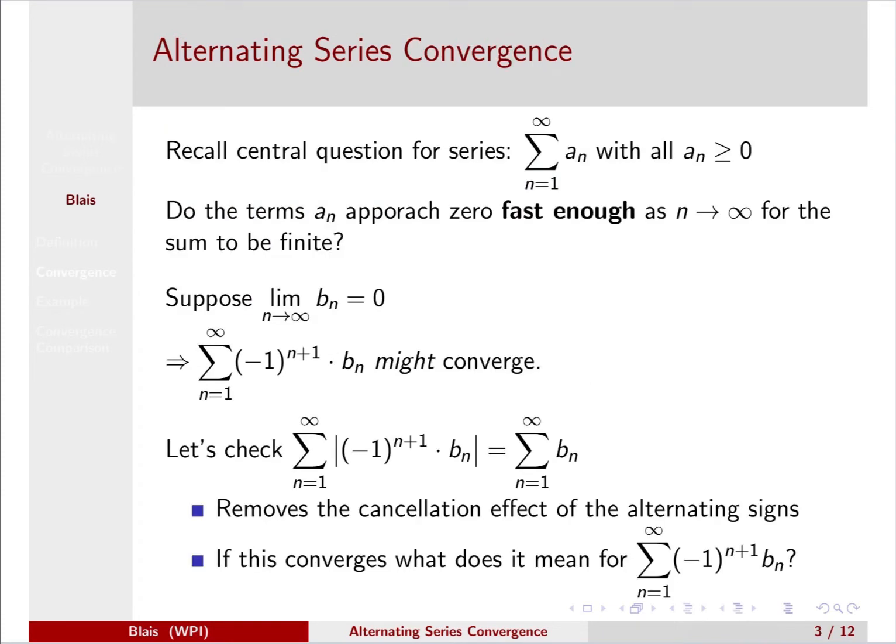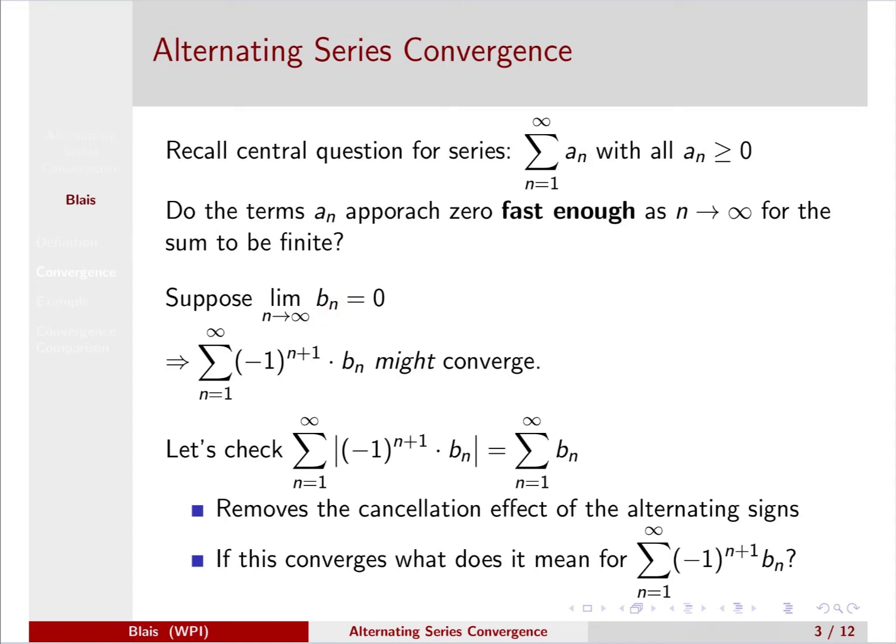When we think about series convergence, the central question, in particular for a sum of non-negative terms, is: do the terms approach zero fast enough as n goes to infinity for the sum to be finite? The terms going to zero is not enough. That's kind of the central issue. The terms must go to zero fast enough. And we have the same kind of issue with alternating series, but we have different types of convergence. So we assume that the terms of our alternating series do in fact go to zero.